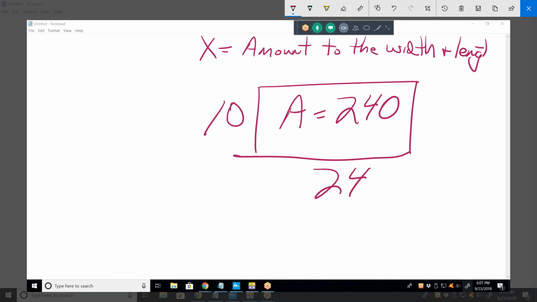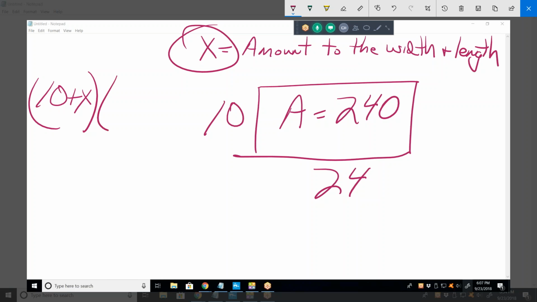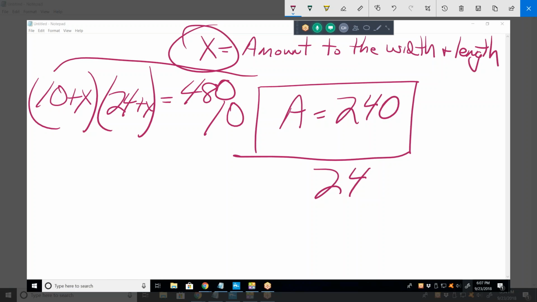Okay. It's always the first step in a word problem to define your variable. Now, what does it say? You're going to add it to the width, and you're going to add it to the length, right? And that area is going to equal double the area. So there's my new equation. Well, that's just a quadratic. In other words, all these word problems always come down to a quadratic. Well, let's solve that quadratic.